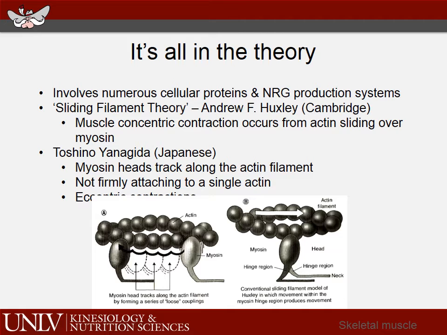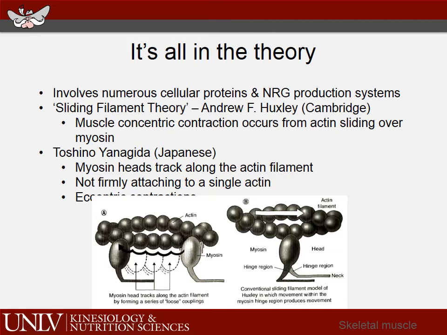So instead of going up and firmly attaching to a single actin, the myosin moves along the tracks by making little cocks, and you can see that on the left theory, where it hits and moves on. These are loose couplings all the way up and down. And it's thought that this could be a possible explanation for what happens during eccentric contractions, which is also a possibility.